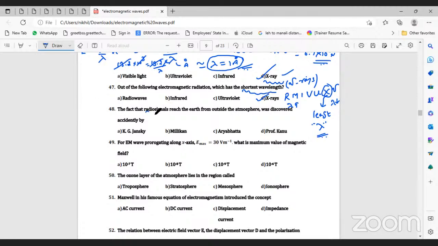The fact that radio signals reach the Earth from outside the atmosphere was accidentally discovered by Jansky.